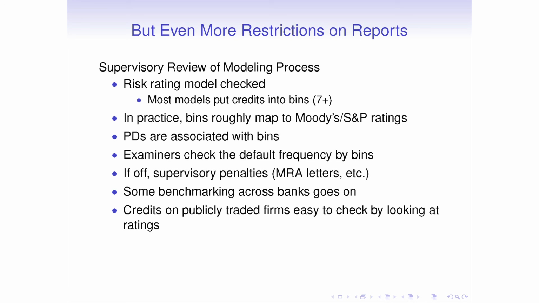And in fact, their models have to have at least 7 bins. You can have more than 7 bins. These are like risk rating classes for the internal model. Apparently in practice, often these bins roughly correspond to Moody's S&P ratings. And typically in each bin, there's going to be some smaller range of probability of default associated with it. So examiners do check the default frequency by bins.